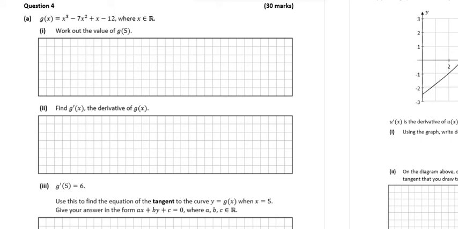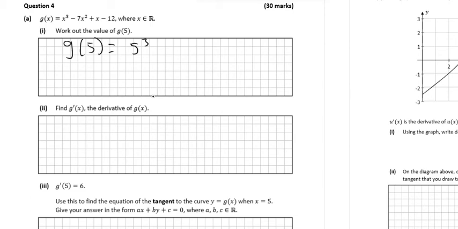Hi folks, so this is question 4. So we've got a function here. g of x is x cubed minus 7x squared plus x minus 12. And the first thing you have to do is just work out what g of 5 is. So g of 5 will just be where you put in a 5 instead of the x each time.